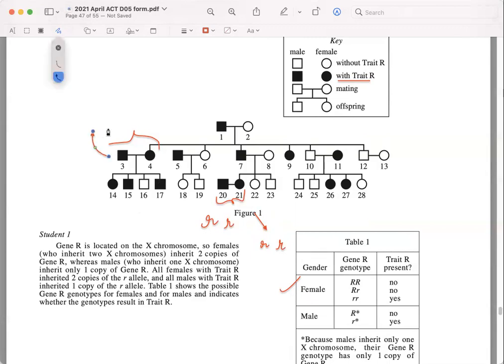So for this guy, it's R star. And for this woman, it's R and R, right? According to the first student. Now, their children would, this woman has R, and this, one second, this and this guy have R star, and the white one has capital R, which doesn't make sense, right? Because none of the parents had capital R. So student 1 doesn't make sense.